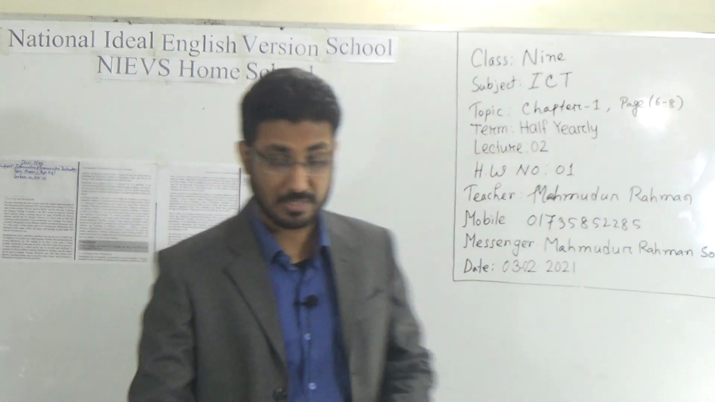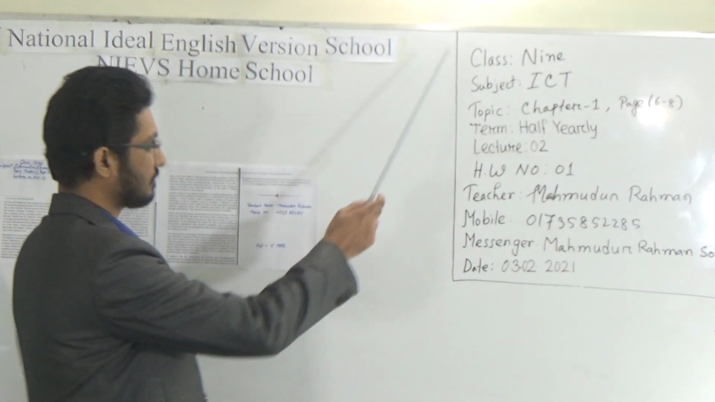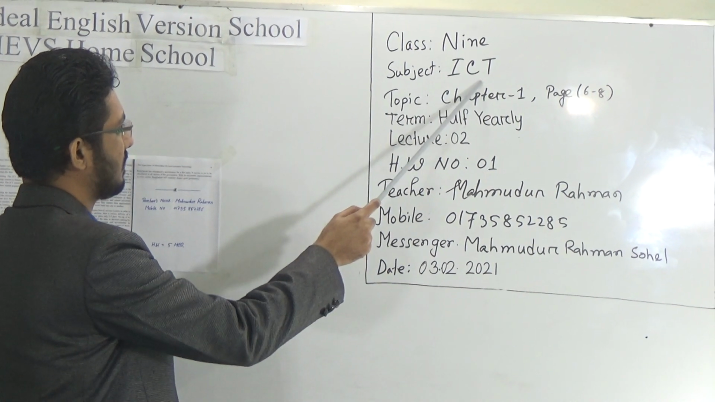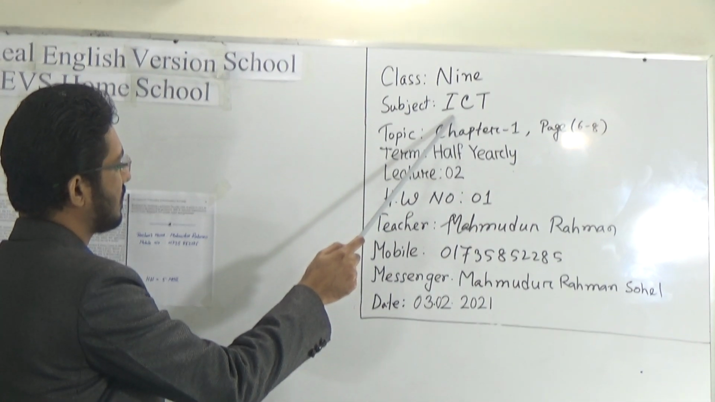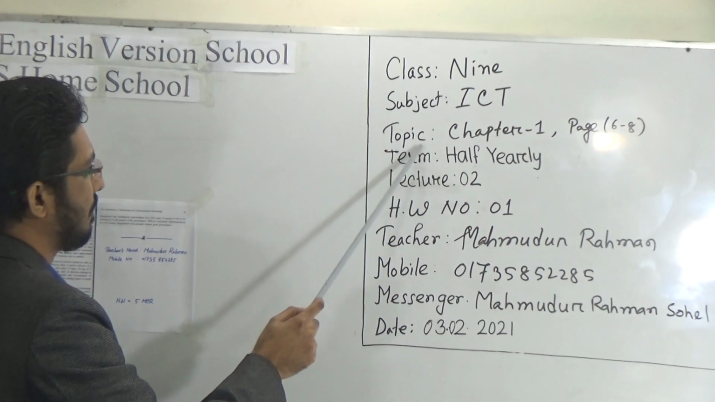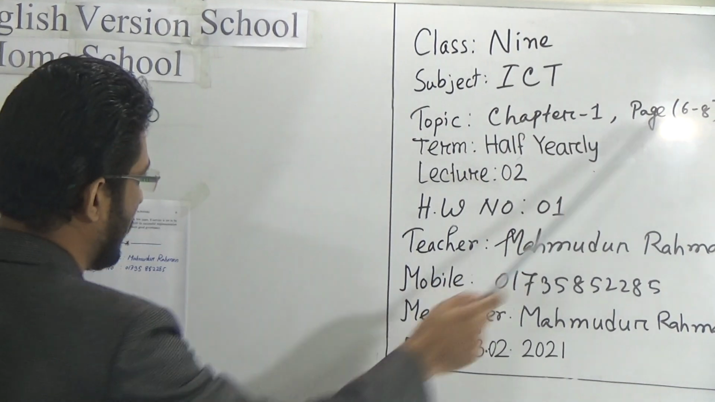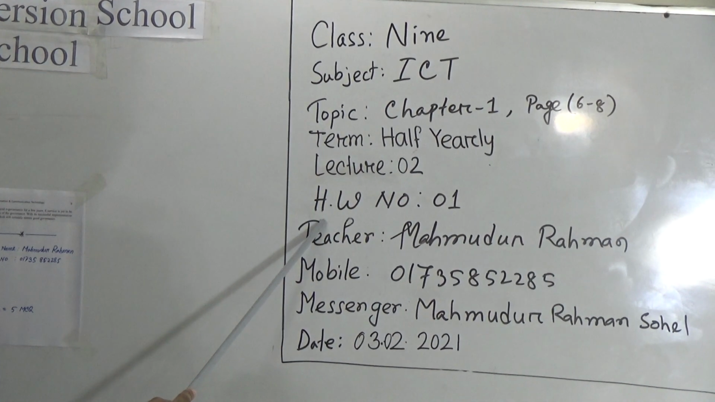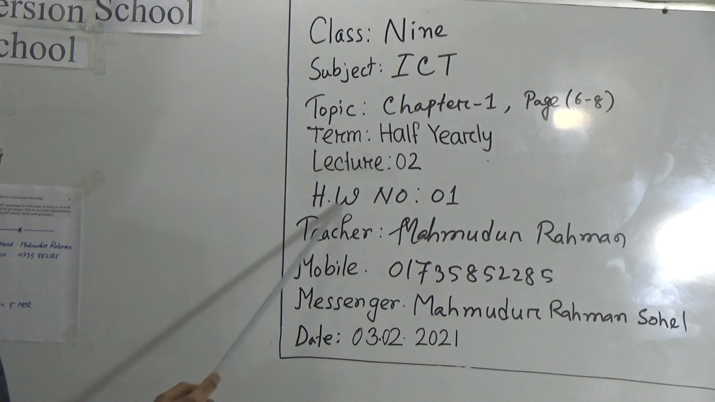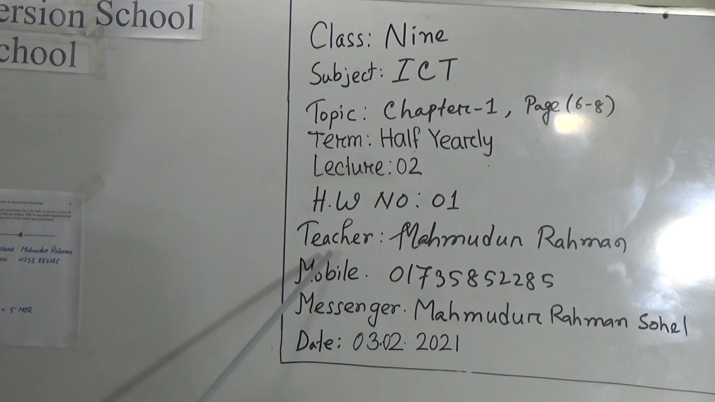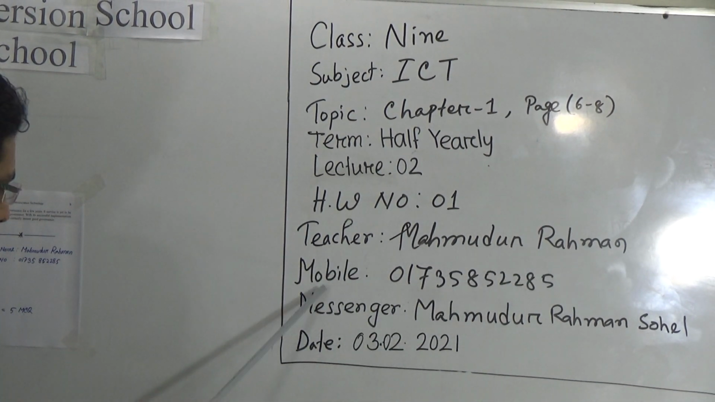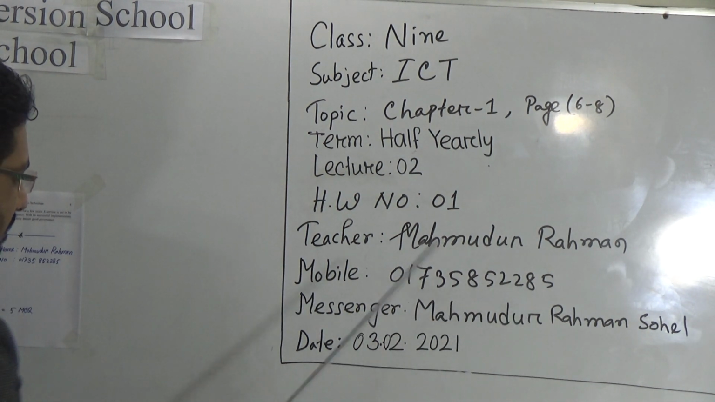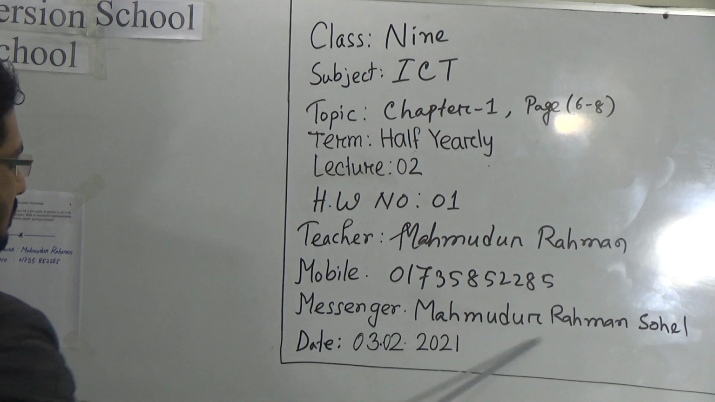Okay. Dear students, look at the board. This is the class for the students of class 9, subject ICT, that means Information and Communication Technology, topic Chapter 1, page number 6 to 8, term half yearly, lecture number 2, and from today you will be given homework. So this is your H.W. number 1, teacher Mahmudur Rahman. This is my mobile number 01735 852285, and this is my messenger ID Mahmudur Rahman Soil.